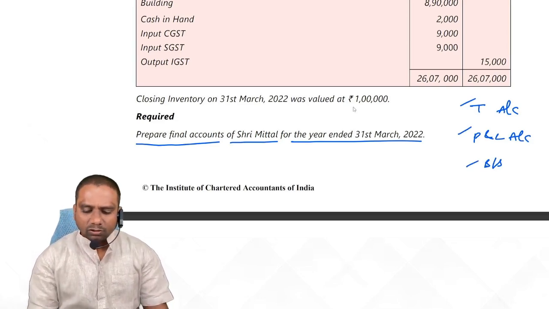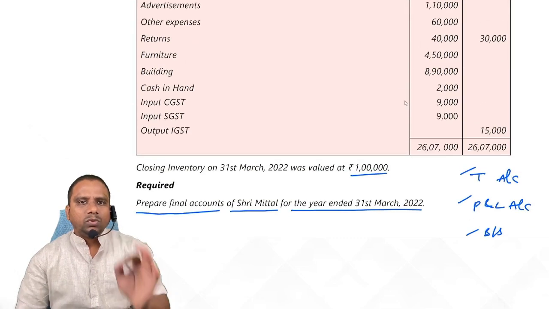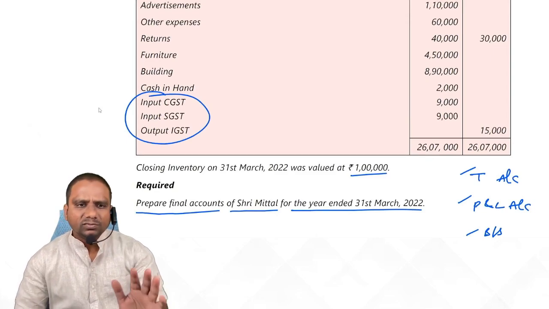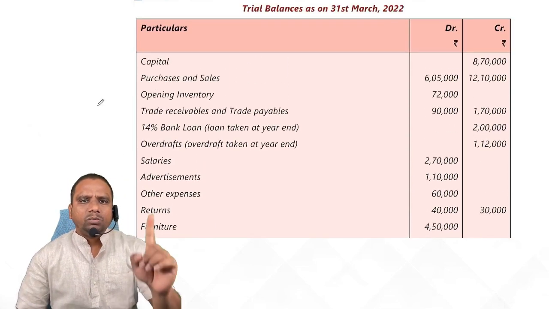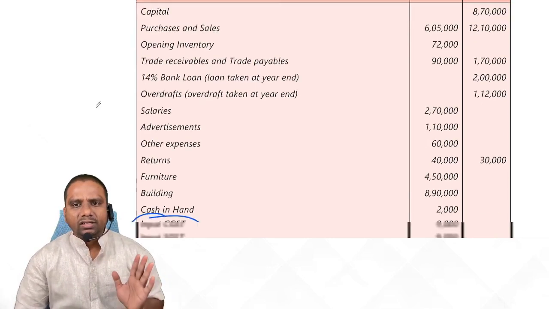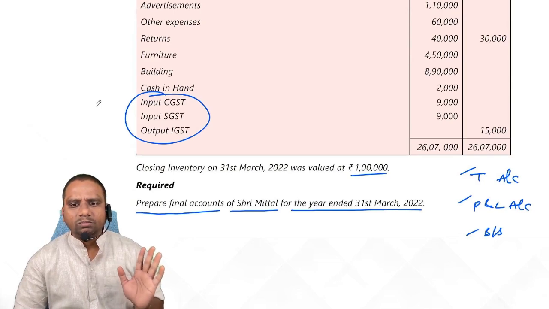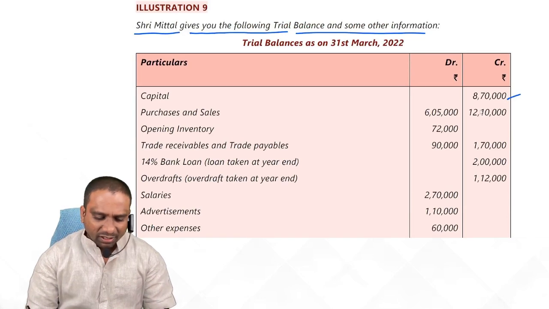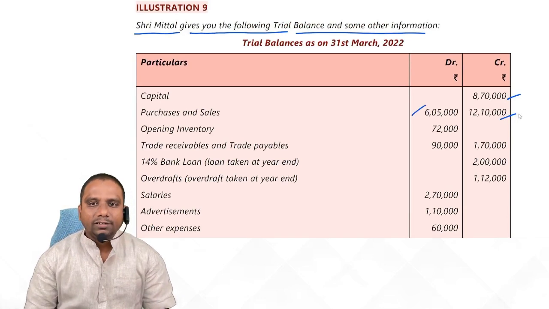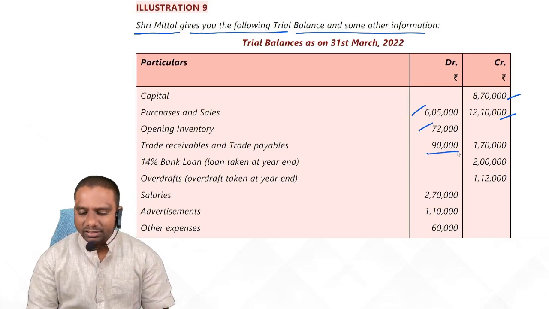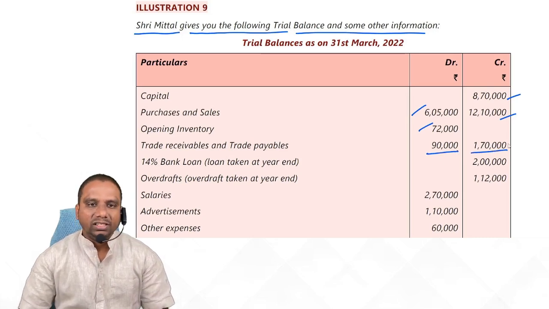Now here they have given closing inventory of 1 lakh. What is the important aspect in this problem? GST information. Clear? Now look, identify one by one each item and the appropriate place for it: either trading account, profit and loss account, or balance sheet. First one, capital: balance sheet, liability side. Purchases: trading account debit. Sales: trading account credit. Opening inventory: trading account debit. Trade receivable: balance sheet asset side. Trade payables: balance sheet liability side.